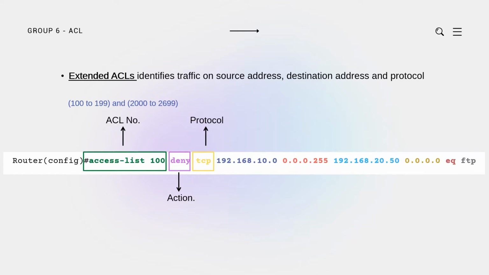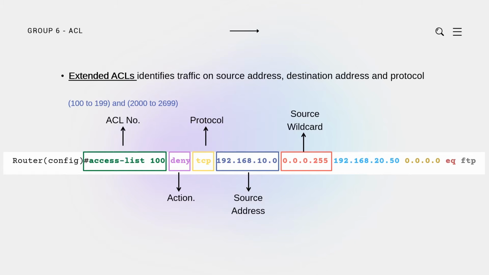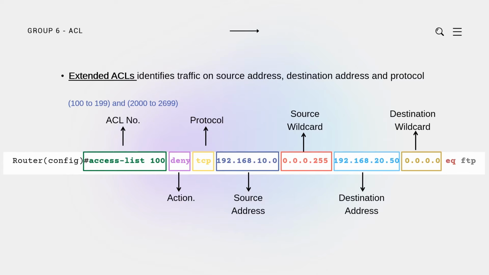This part is the protocol. For this example, we use TCP. Protocol could be UDP, EIGRP, OSPF, and so on. Then we have the source IP address followed by the source wildcard mask. After that, we have the destination IP address followed by the destination wildcard mask.